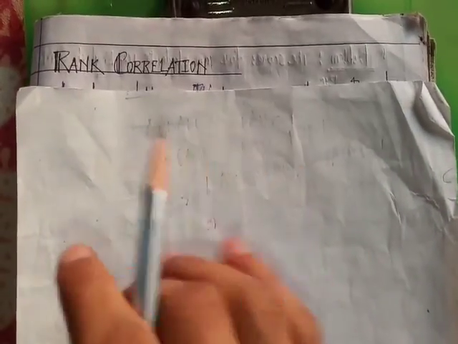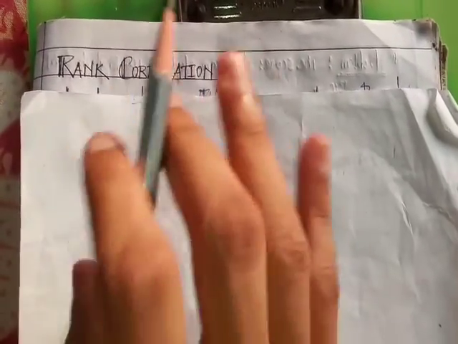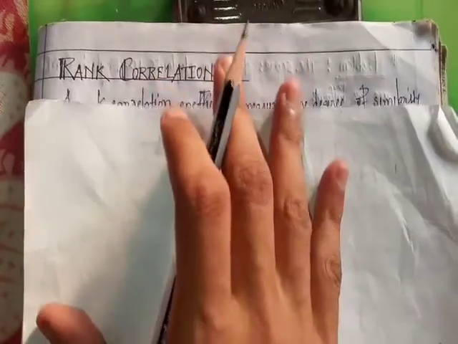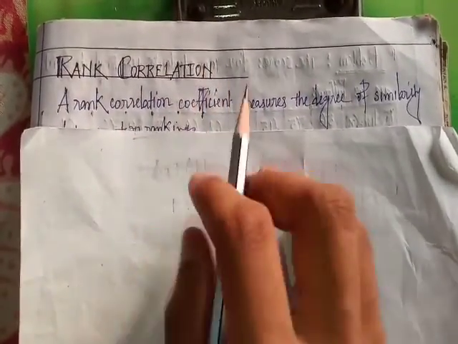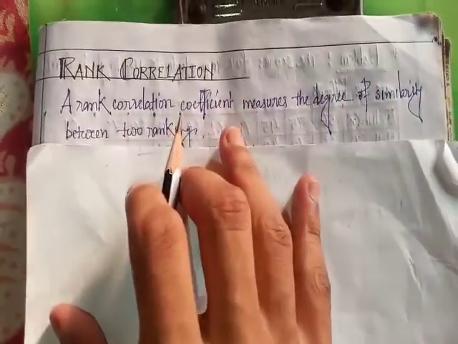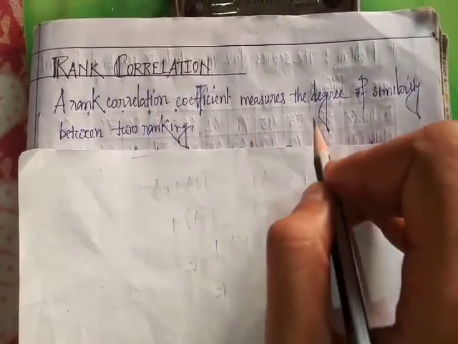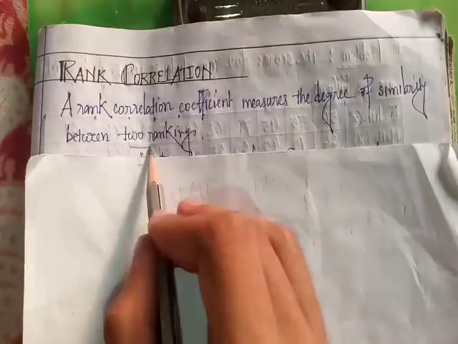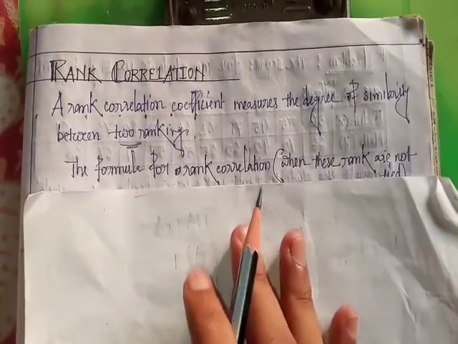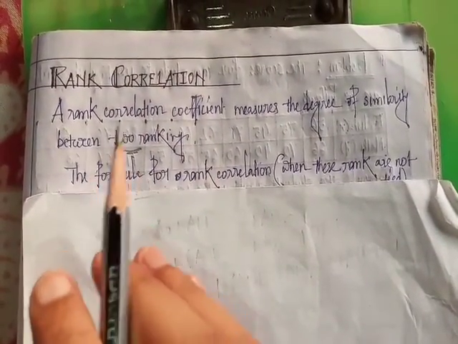We discuss rank correlations. What is rank correlation? The rank correlation coefficient measures the degree of similarity between two rankings.